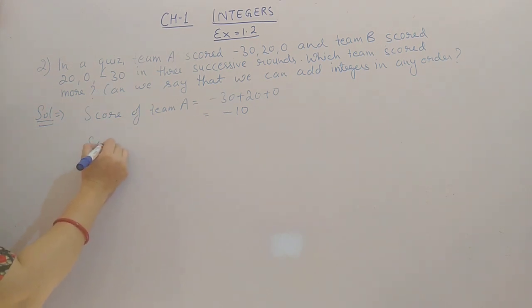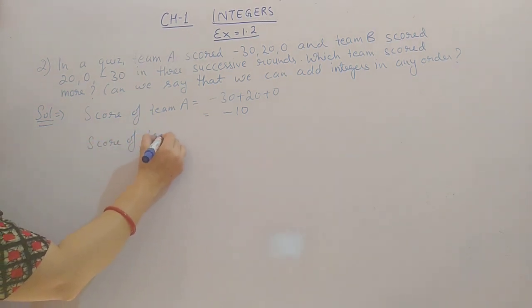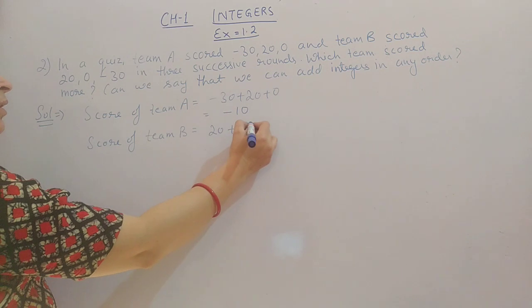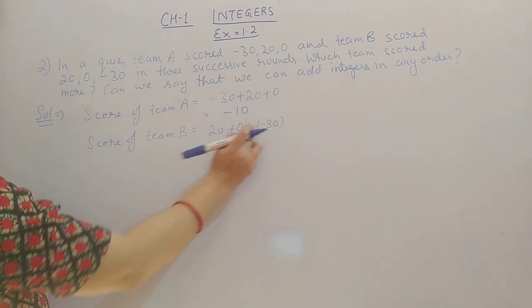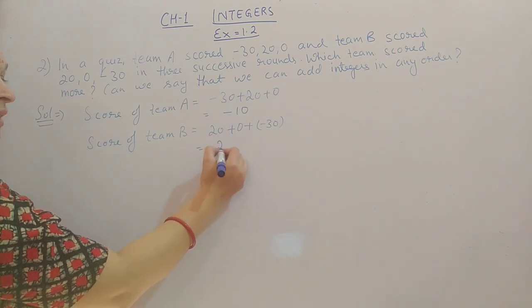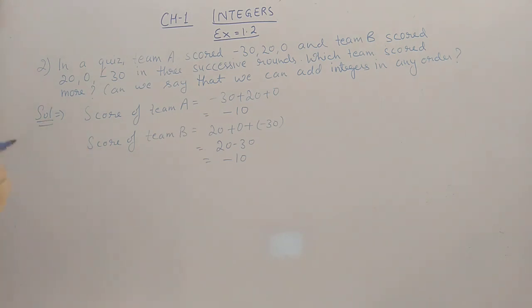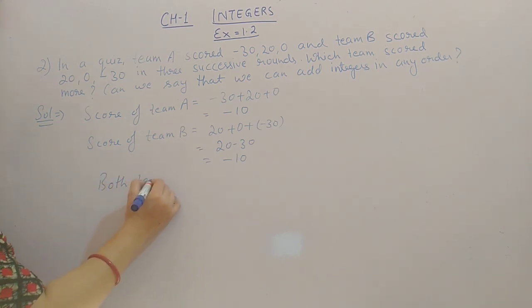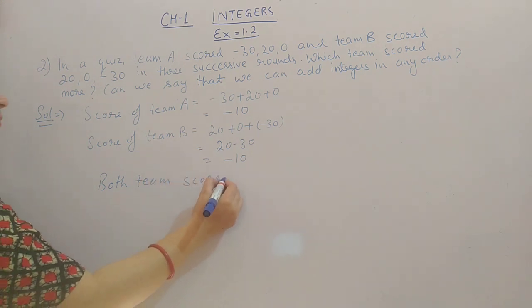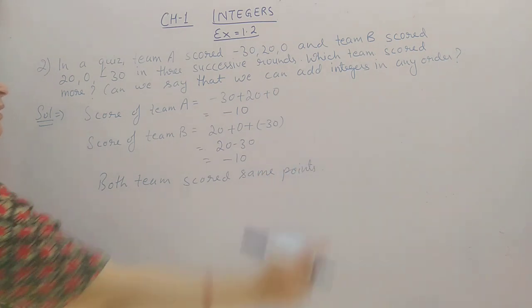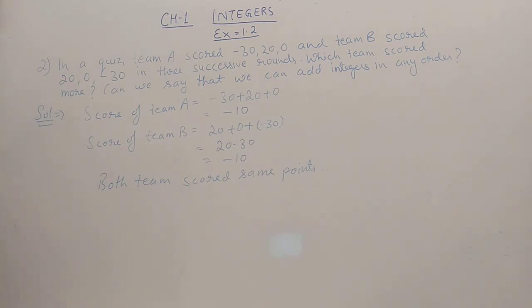And the score for team B is 20 plus 0 plus minus 30. So this plus and minus will become minus. 20 plus 0 is 20, minus 30. So we get minus 10. So in this game, both teams scored equal, the same points.